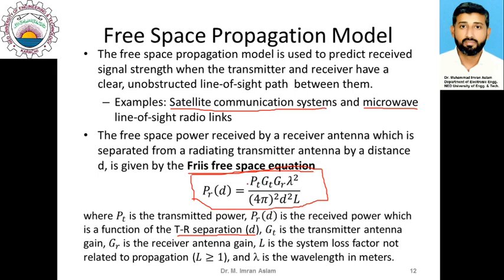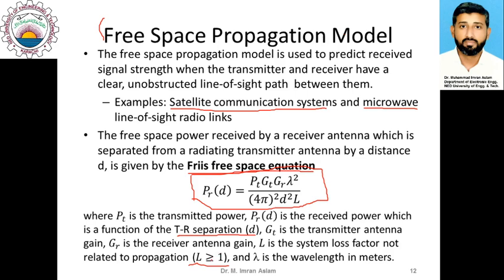This L refers to the losses which are present in the system. See, there are two types of losses. One is the one which we will be calculating from the free space propagation model. This is loss related to the propagation. When the signal propagates through free space, how much loss will be there will be calculated from the free space model. But generally the system encounters other types of losses as well.